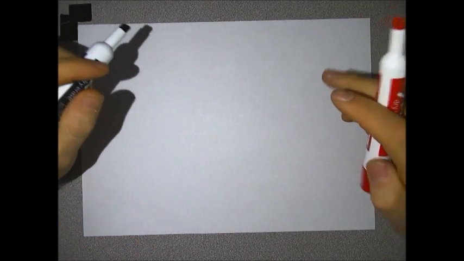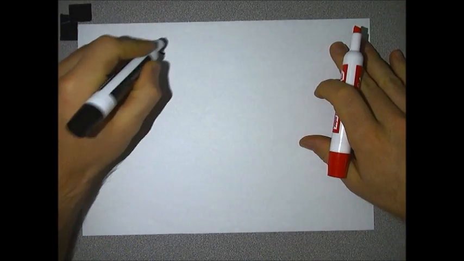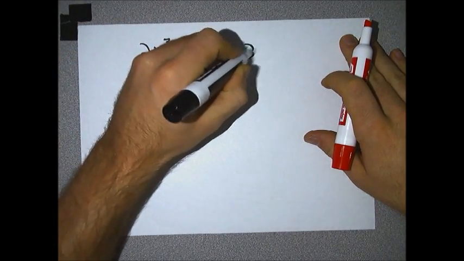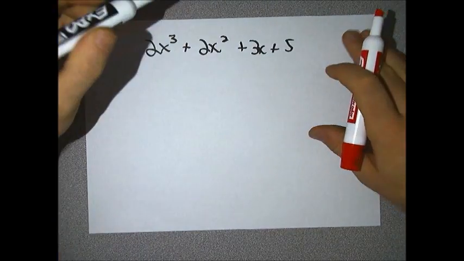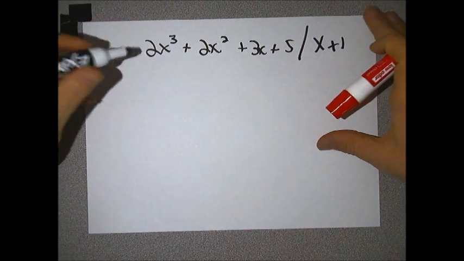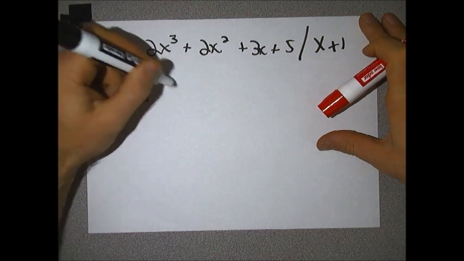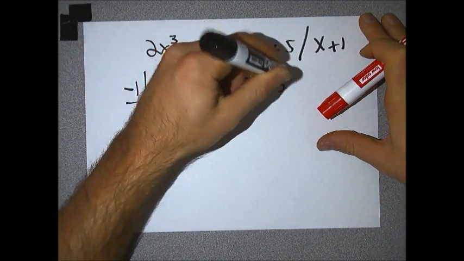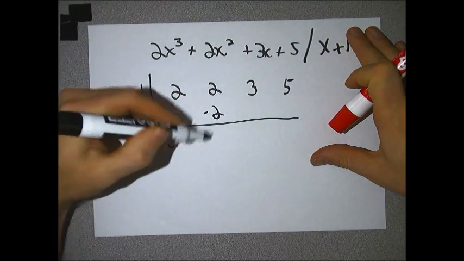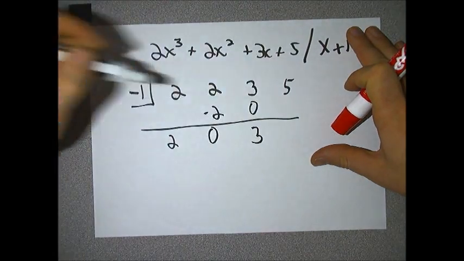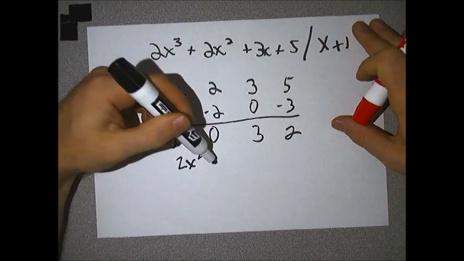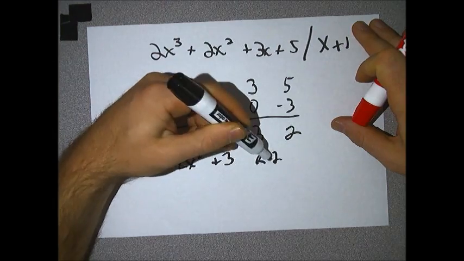Number 8, what do they give us here? 2x to the third plus 2x squared plus 3x plus 5. It says do this any which way you want, so I would assume you would prefer synthetic division, right? So the number that goes in the box is negative 1, then 2, 2, 3, 5. So bring down the 2, multiply, add, multiply, add, multiply, add. So what do we get for an answer? 2x squared plus 3, remainder 2.